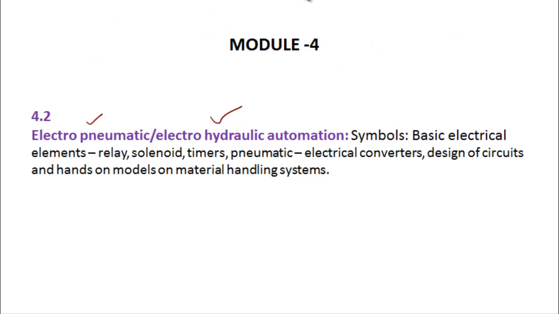That means of the hydraulic and pneumatic components that we are having, we are trying to attach an electronic component to it so that it can be operated electronically. Section 4.1 basically deals with the pneumatic or the hydraulic circuits, whereas 4.2 deals with how these are electronically controlled. So let us look at the topics one by one.